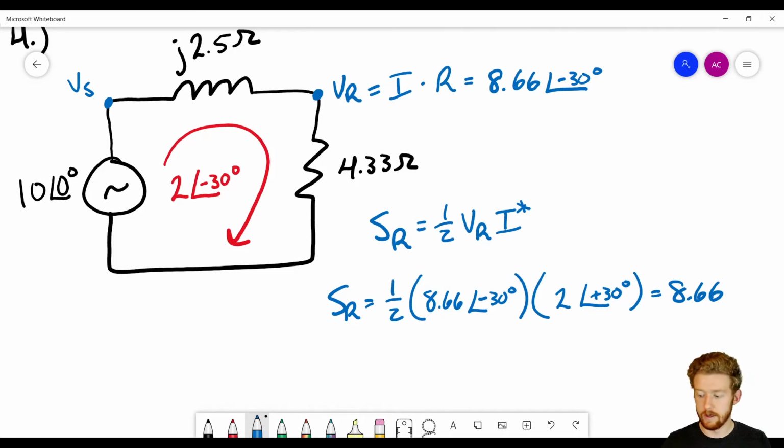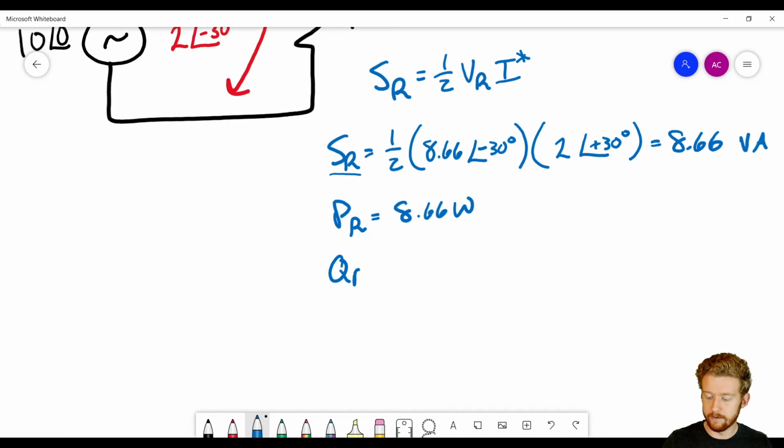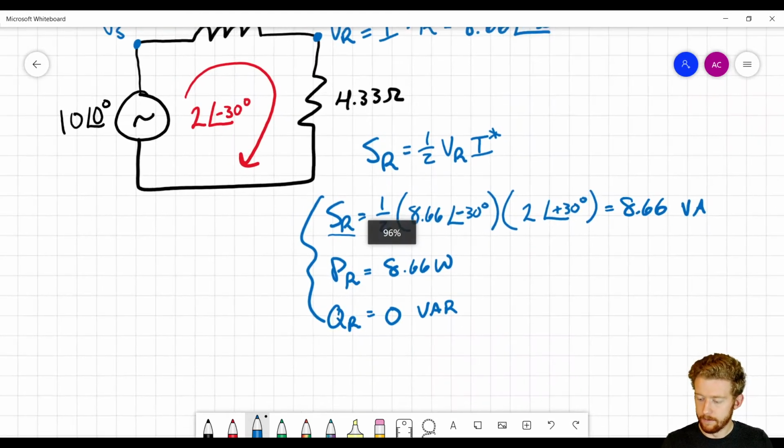And that's going to give us 8.66. Okay? And this is VA, right? Because we calculated the apparent power. But you'll see that apparent power is purely real, right? So we could also say the real power across this resistor is just equal to 8.66 watts. We could also say the reactive power for this resistor is equal to 0 VAR. Right? And all of these things here are true. But typically we're going to stick with apparent power. If you were asked to calculate real power and reactive power, that's how you could do it here. But for now, we're going to stick with just apparent power. So now we know the apparent power for that resistor.